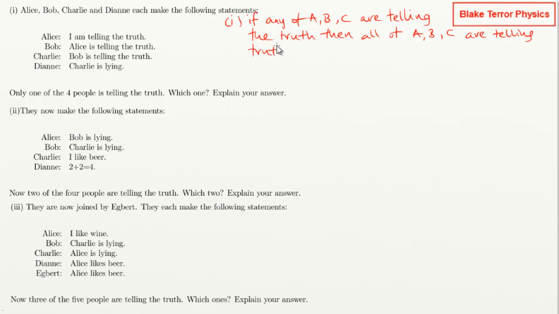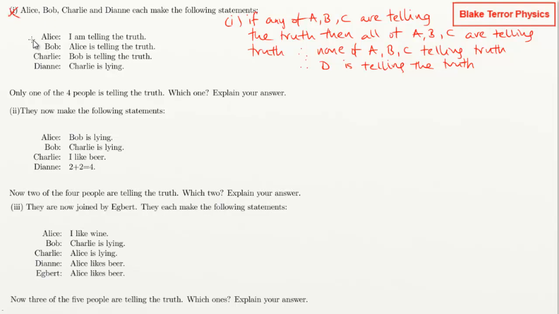So, therefore, none of them are. None of A, B, C are telling the truth. Therefore, Diane, D, is telling the truth. Okay, so that's got us in the mood.